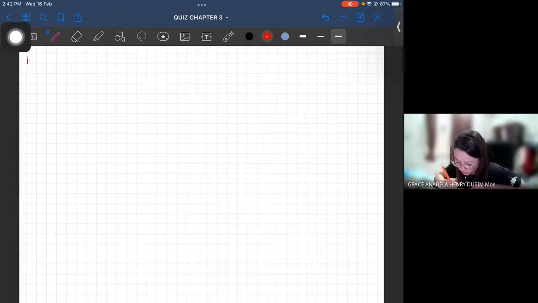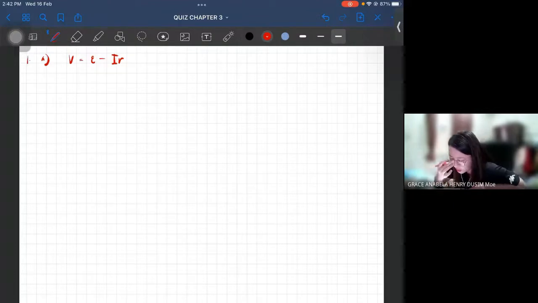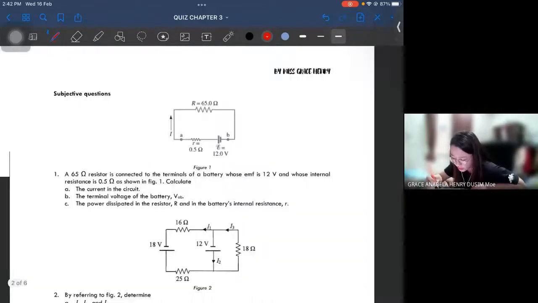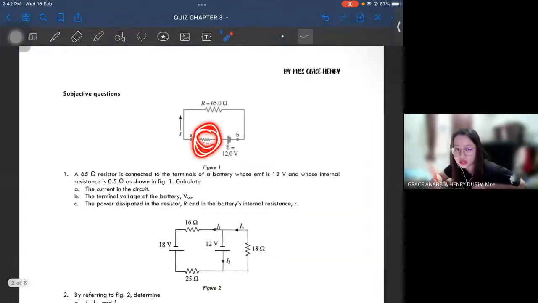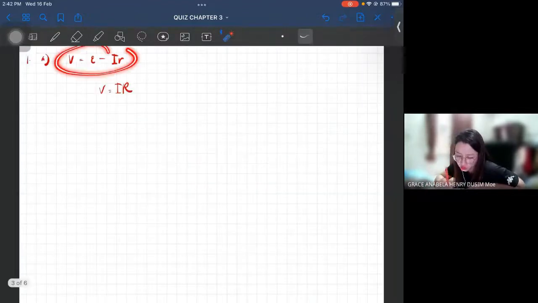Okay, so question A, V is equal to EMF minus IR. Okay, so kenapa kita tidak boleh guna directly V equal to IR is because there's a presence of internal resistance. So every time ada internal resistance, you'll have to use this equation shown here.